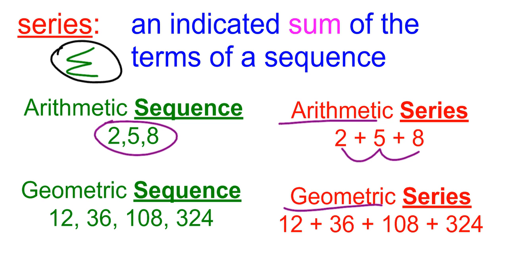An arithmetic sequence you can look at right here, where we list the numbers that are being added, and here's the geometric sequence. A series is when we actually are adding those numbers up. So instead of having them just listed, we are adding them. And same with geometric.